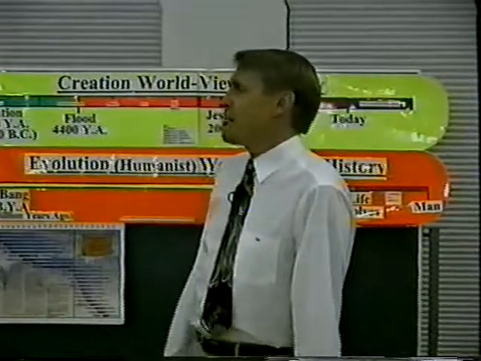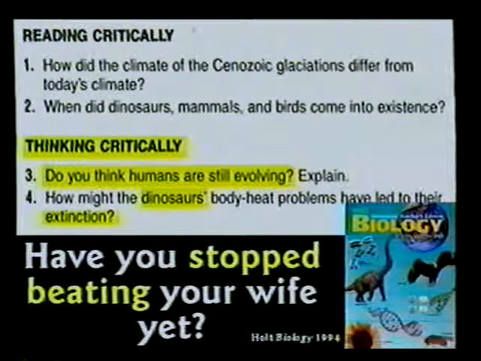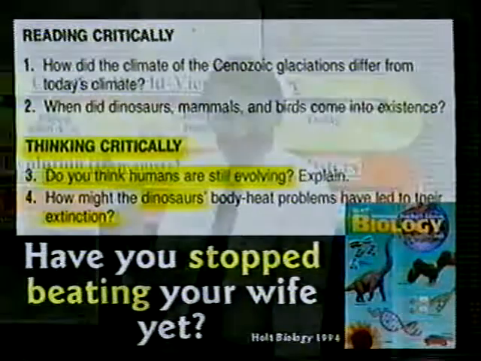Look at the next one. How might the dinosaurs' body heat problems have led to their extinction? There are two assumptions in this question. Who can see them? They're assuming dinosaurs are extinct, right? And they're assuming they have body heat problems. So by the time they get to the question, now the kid's got to answer this for homework. How's he supposed to answer that?